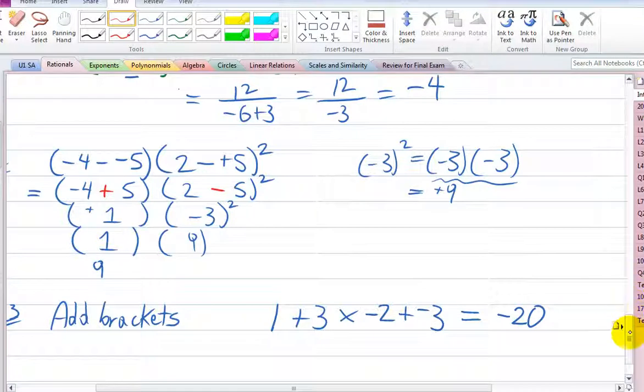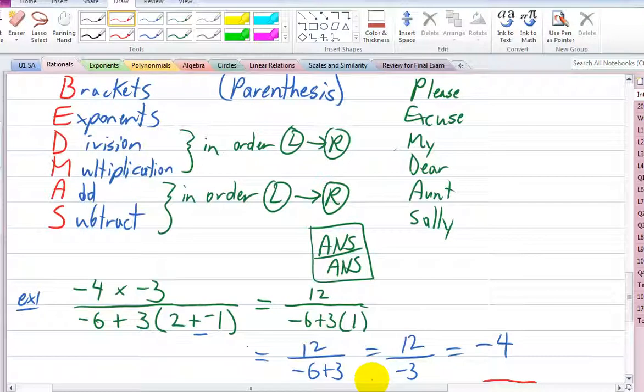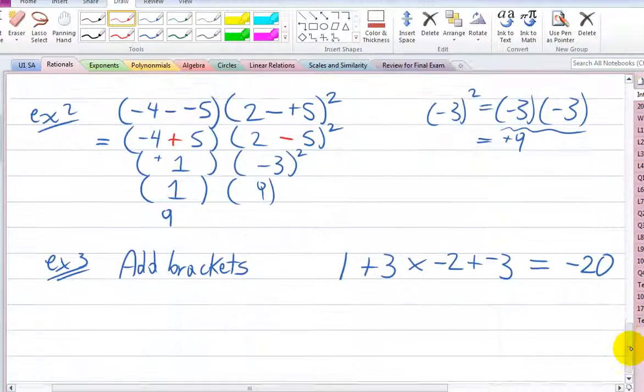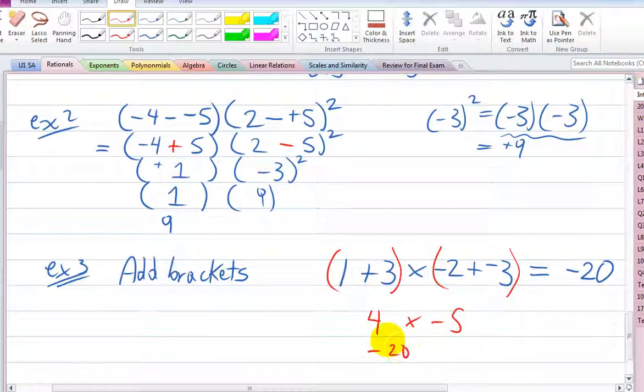So if you look at BEDMAS, what's at the bottom? Add, subtract. So when you're adding brackets to questions, don't just completely blindly guess. Keep in mind you want to make your adding, subtracting go first. So what we want to do is make this happen first, as well as this. Without the brackets, the 3 times the negative 2 would be the first thing. But with the brackets, we would get 4 times negative 5. Negative 20 would be our answer.